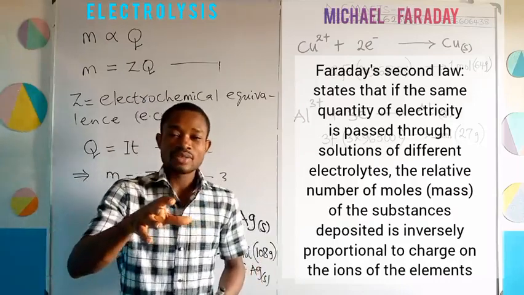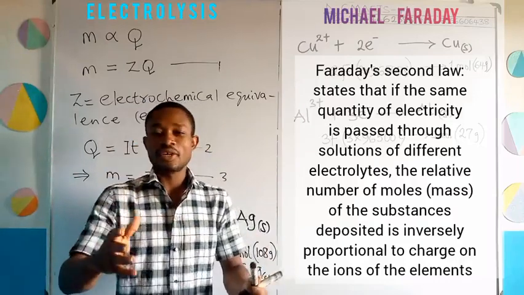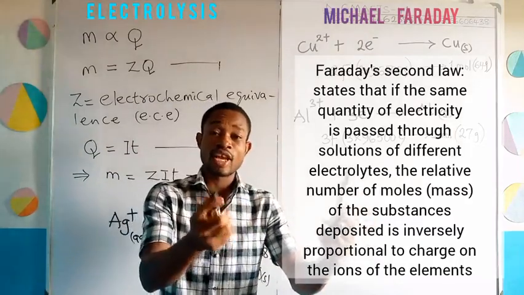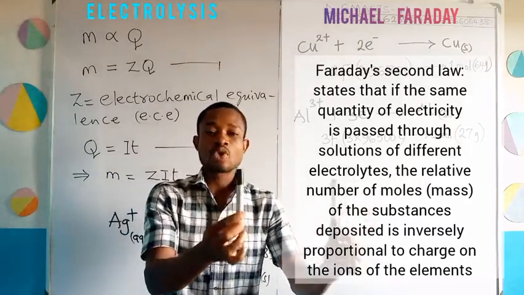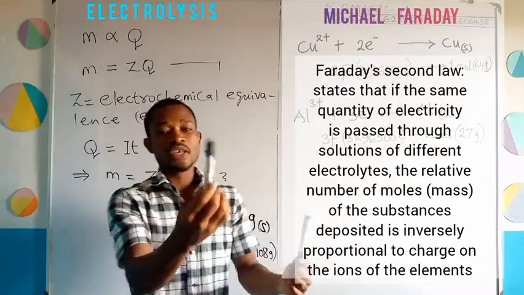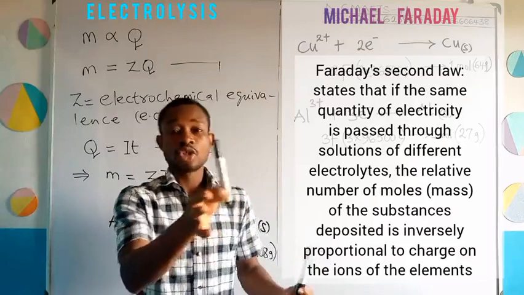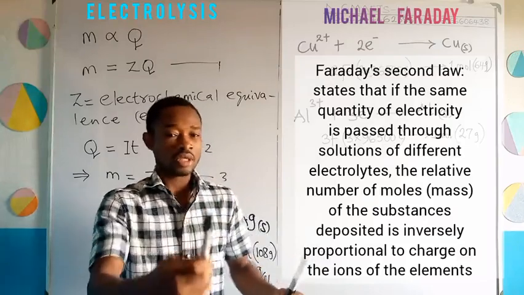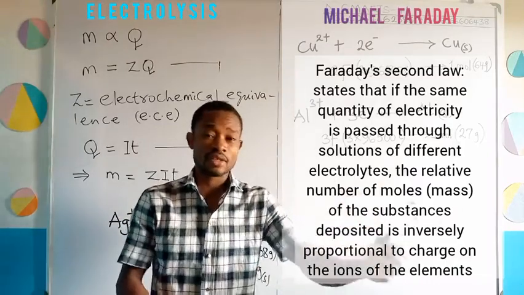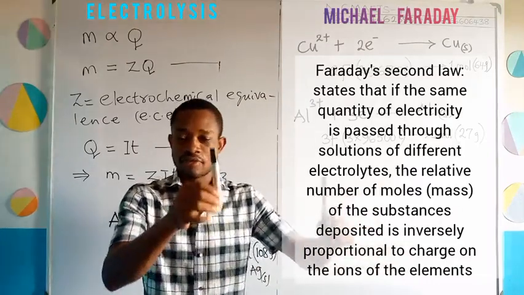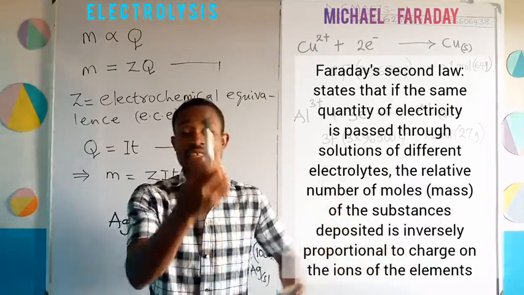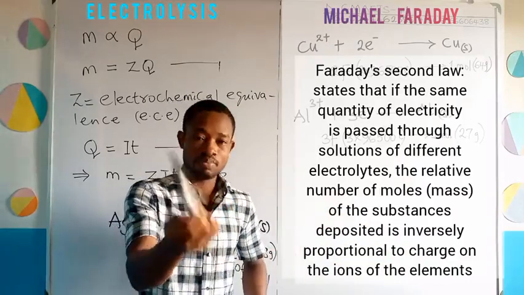So what is the point of Faraday's second law of electrolysis? Now you have 2 solutions. These are 2 solutions of different electrolytes. And you're now required to pass the same quantity of electricity through them. Let us assume that this is a univalent metallic solution, and this one is, let us say, a trivalent metallic solution. It can be divalent. All we know is that these 2 solutions are different, and the charges of the ions there are also different. Like I said, if this is univalent, it will be positive 1.